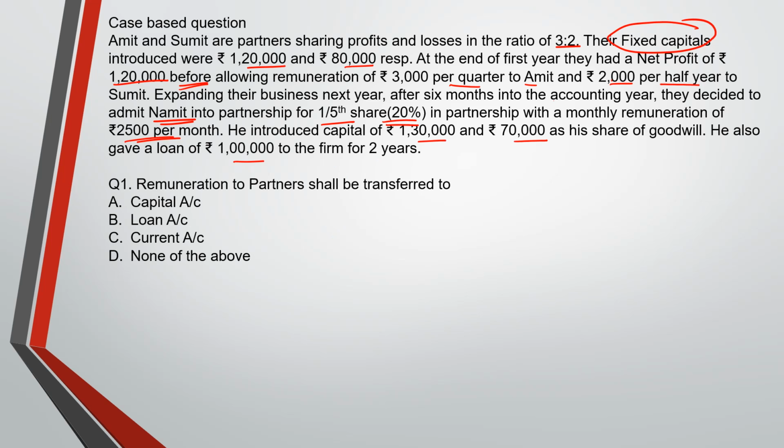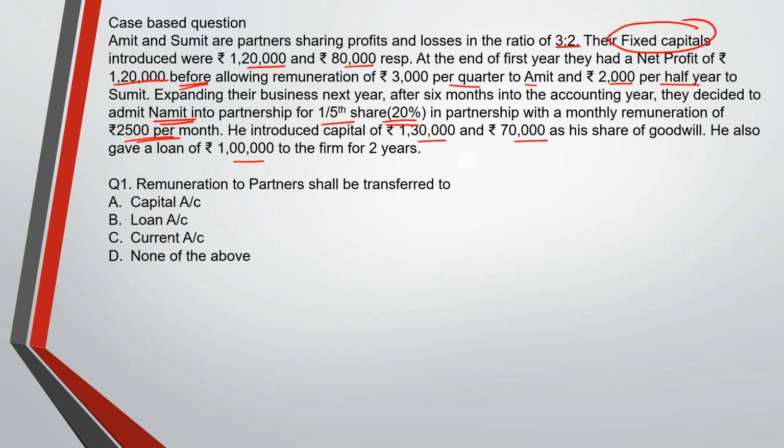First, remuneration to partner shall be transferred to. Now, where do we put the remuneration to partners? In the appropriation account, the net profit is appropriated and given in different manners in the form of interest on capital, commission, remuneration in different forms like salaries, and so on. So here in this example, we have remuneration to partners. Where do we put it? Whether to the capital account, loan account, current account, or none of them. When something is to be given to the partner, we normally put it to the capital or current account. So we will not put it into loan account. It is not a loan being given. So it will be either A or B.